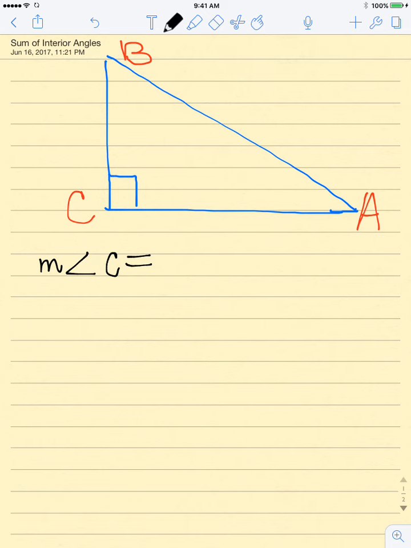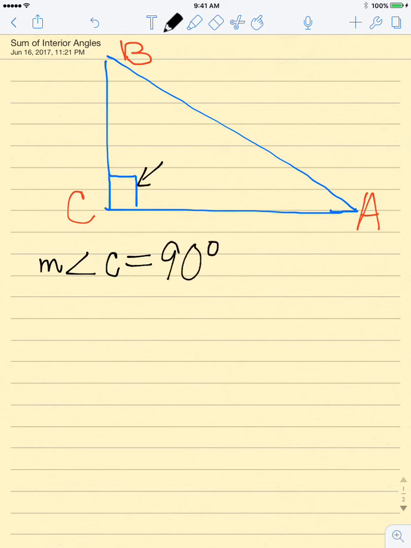So we have a triangle that has three angles, angle A, angle B, and angle C, here listed in red. Usually angles are represented by capital letters like they are here. All right, so angle C is 90 degrees. And how do I know that? Because this box tells me that the measure of this angle is 90 degrees.